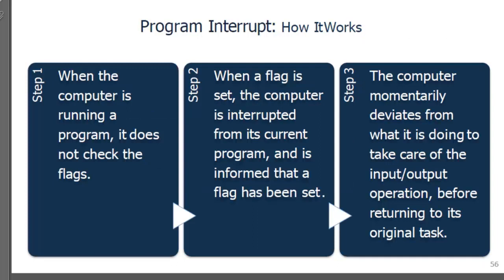So basically there are three steps involved in the program interrupt. The first step is when the computer is running a program, it does not check the flag. That means whenever the computer is busy in its current execution, it does not check the status of the flag bit. The second step is when a flag is set. That means when the value in the flag is 1, the computer is interrupted automatically from its current program and is informed that a flag has been set. After step 2, step 3 is there. Then the computer deviates from its normal behavior, saves the state of the current instruction, and skips on the input and skips on the program interrupt and processes it.